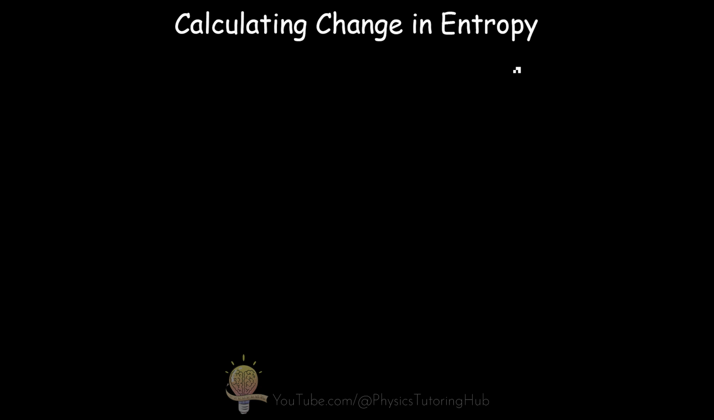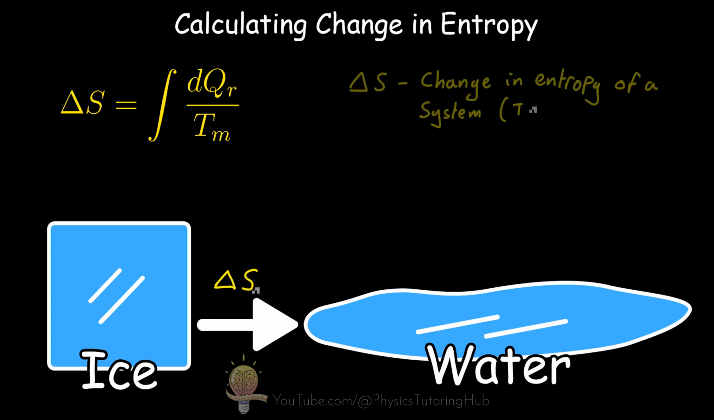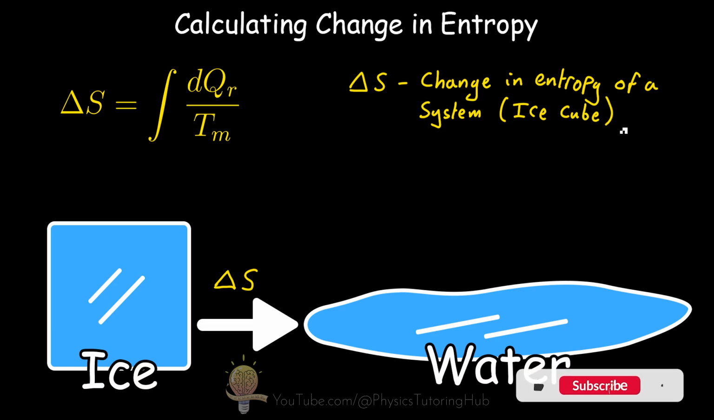In this lesson, we're going to explore how we can calculate the change in entropy for a system undergoing a phase change. So for example, the change in entropy of ice as it melts into water. And we're going to use this equation to measure this entropy change, where delta S is the change in entropy of a system, for example, a melting ice cube.